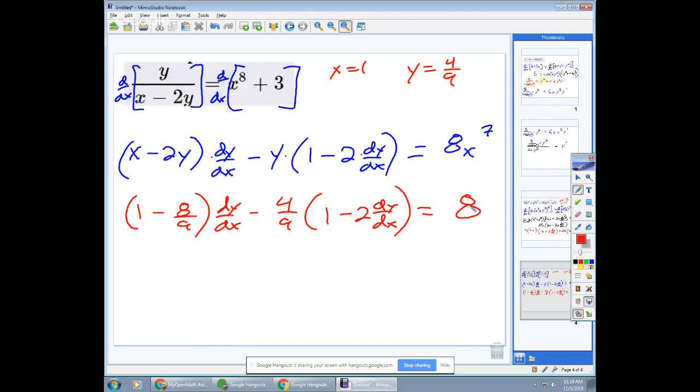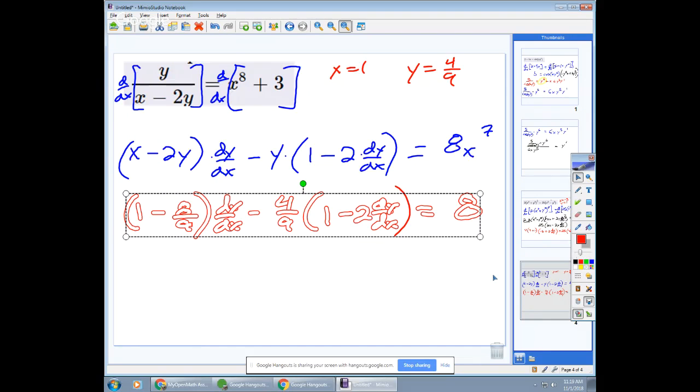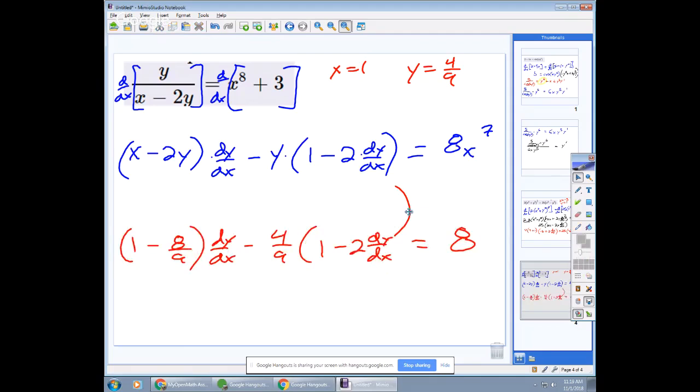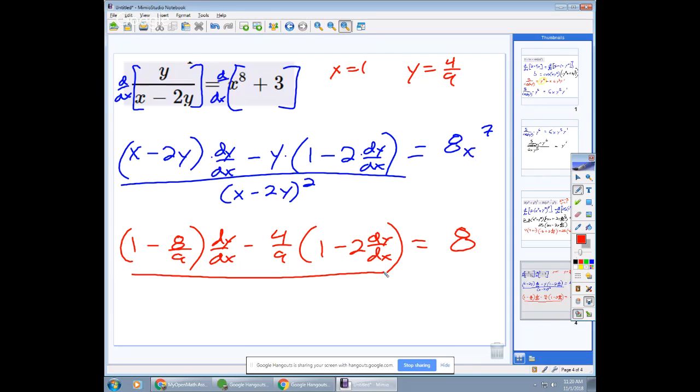Equals 8. What happened to the low squared? What happened to what? Low squared. Oh, you're right. We forgot low squared. Ooh, so close. We forgot low squared, or at least I did. So all of that has to be divided by x minus 2y squared. So down here, that would be a 1 minus 8/9 squared. And we just carefully do that arithmetic, then do a little bit of algebra.